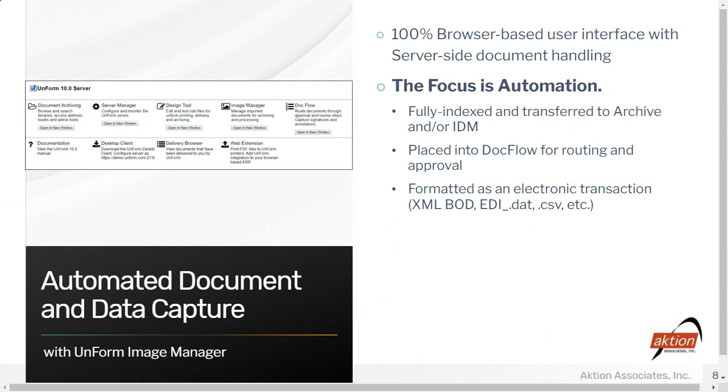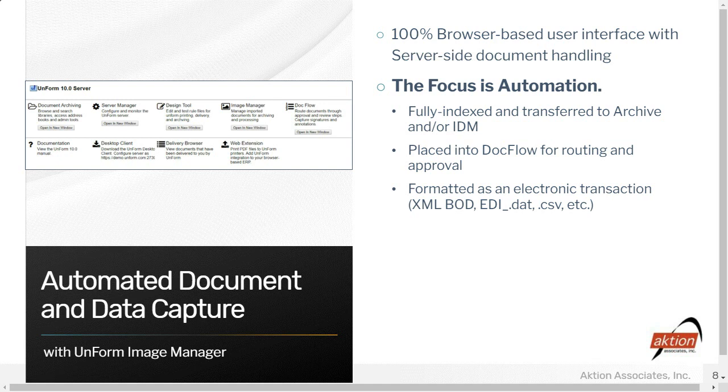I'm just going to go through a couple more slides real quick to explain conceptually how we do things and some of the terms and concepts we use. But first and foremost, UnForm is completely browser-based, so very easy to install and deploy. And again, the focus is on automation. What we're going to be looking at today is version 10 and up, and everything we're doing today is available in version 10 and up. If you're on an earlier version, you would have to upgrade to be able to do some of the things we're going to look at.